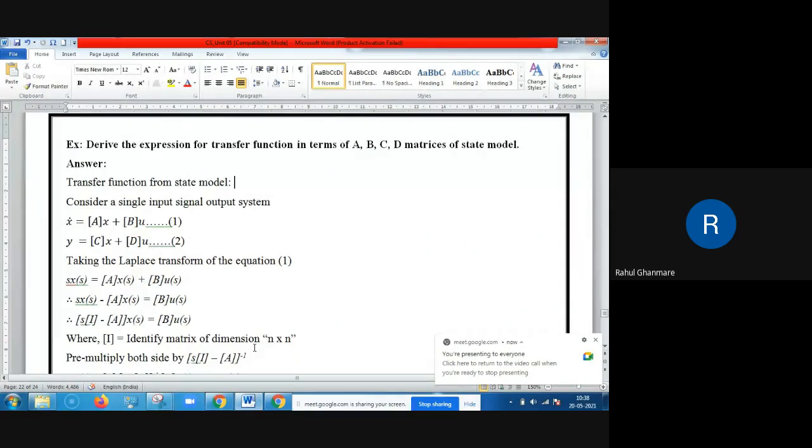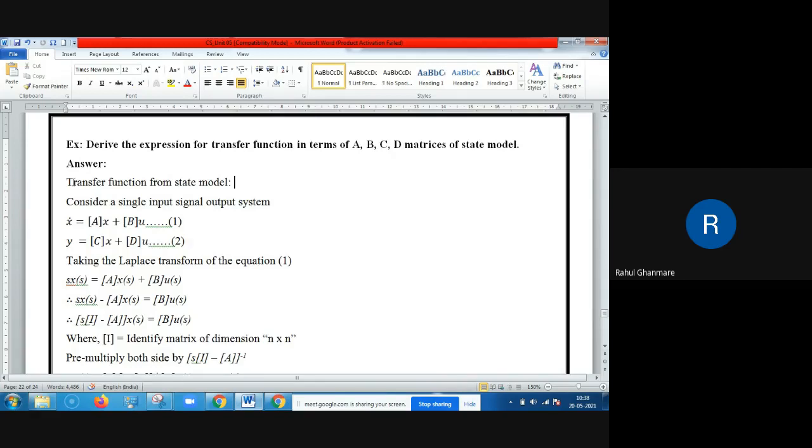See, this is the derivation, where we derive the expression for the transfer function in terms of the A, B, C, and D matrices of the state model. So we know that when we require the transfer function, we have the state model. Here you can see the transfer function from the state model, that is, deriving the transfer function from the state model.